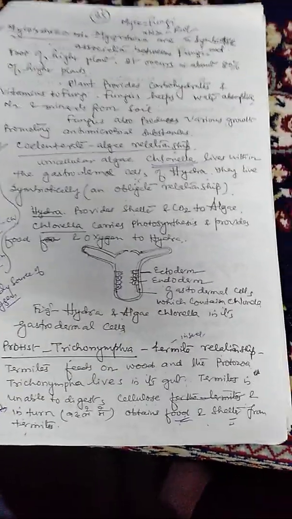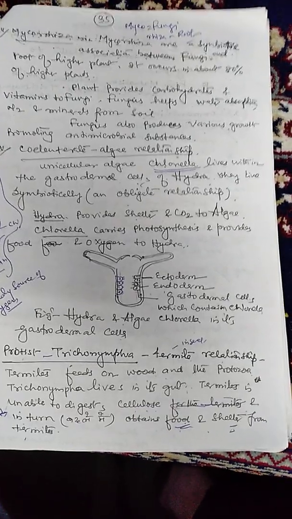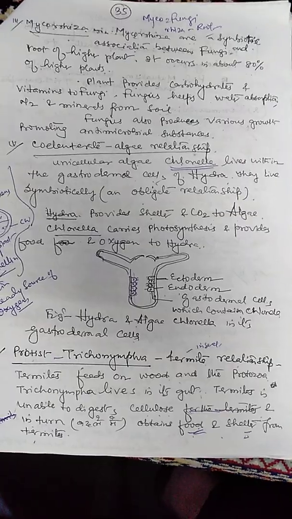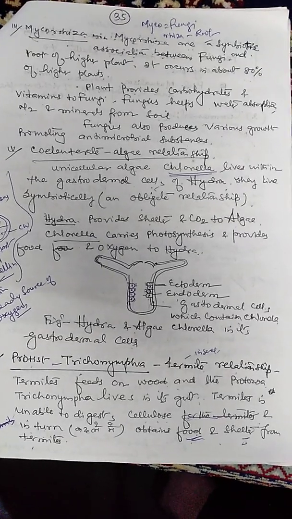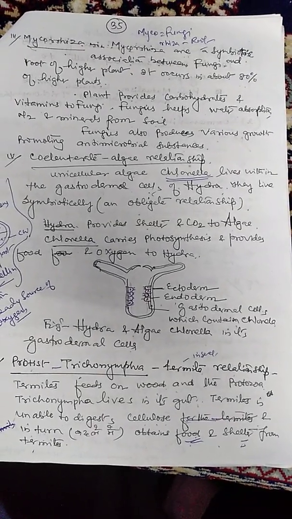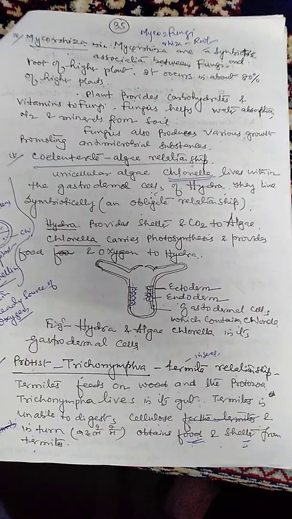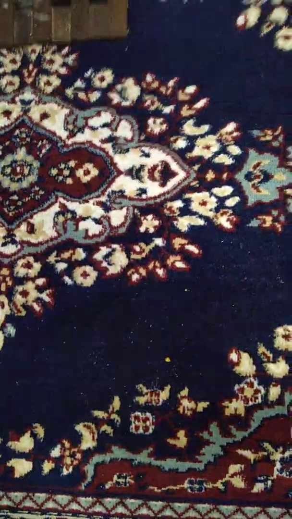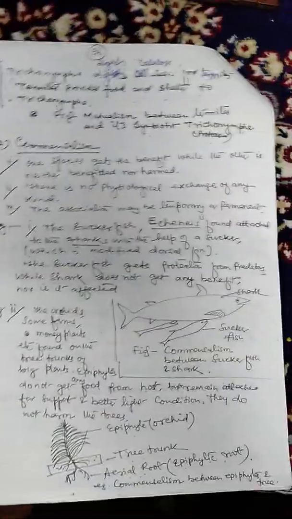Next example is the protista and trichonympha. Protista, termite relationship. Termite feeds on the wood, and the protozoa trichonympha lives in its gut. Termite is unable to digest cellulose, and in turn the protozoa obtain food and shelter from the termites. So there are various examples. The next one is commensalism.